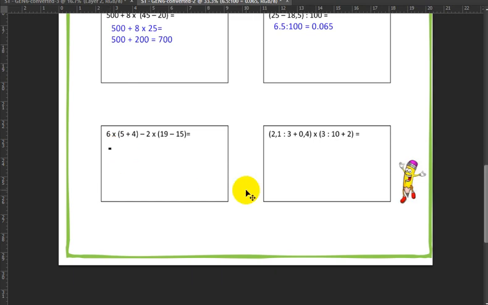Here we have 6 times 9 minus 2 times 4, which is equal to 54. Sorry. 54 minus 8, which is equal to 46.